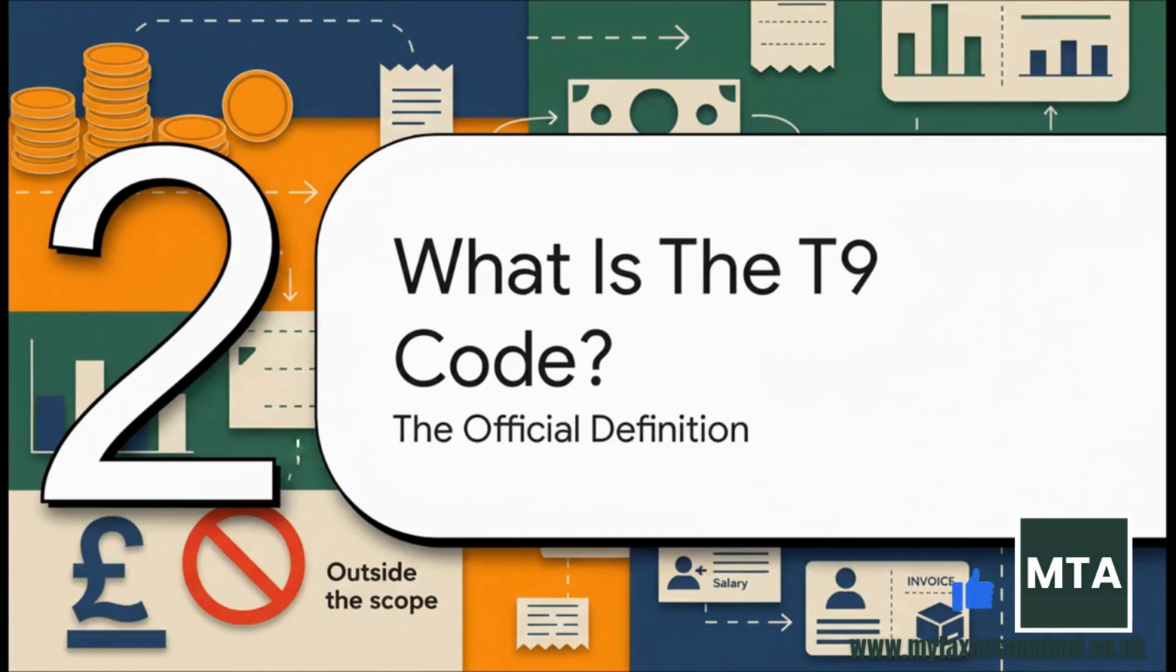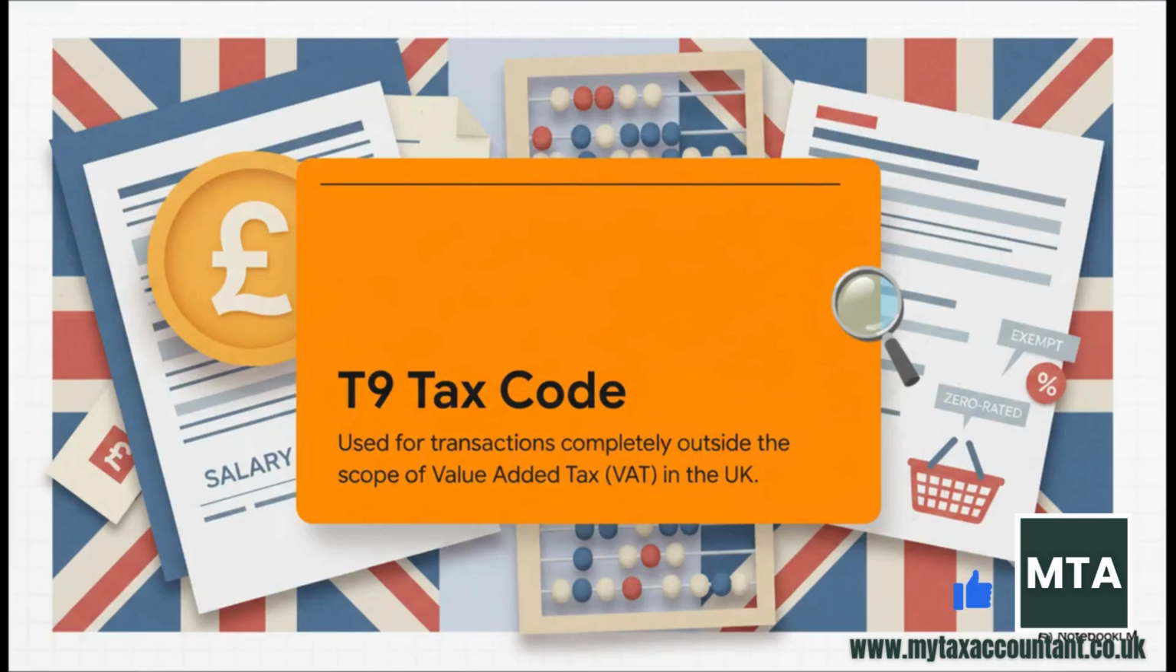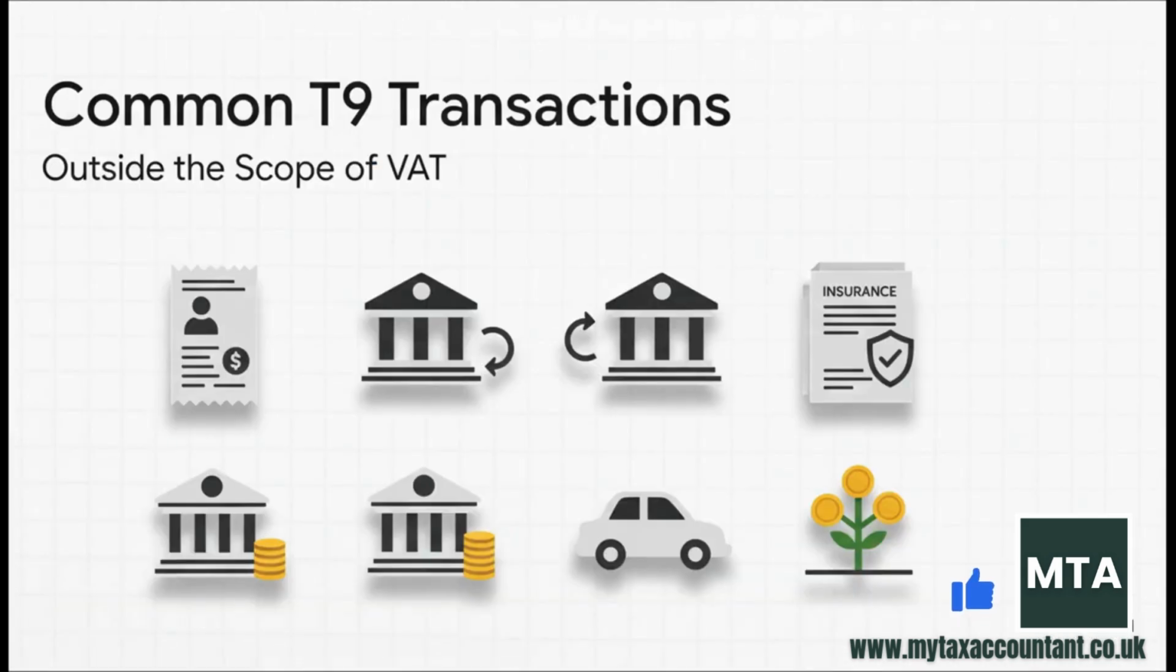All right, so let's get this sorted once and for all. It's time to be crystal clear on what T9 is actually for, and maybe more importantly, what it's not for. And here we have it. The T9 code is only for transactions that are completely, and this is the key phrase, outside the scope of VAT. It doesn't mean the VAT is 0%. It means VAT law doesn't even apply to it in the first place. Big difference.